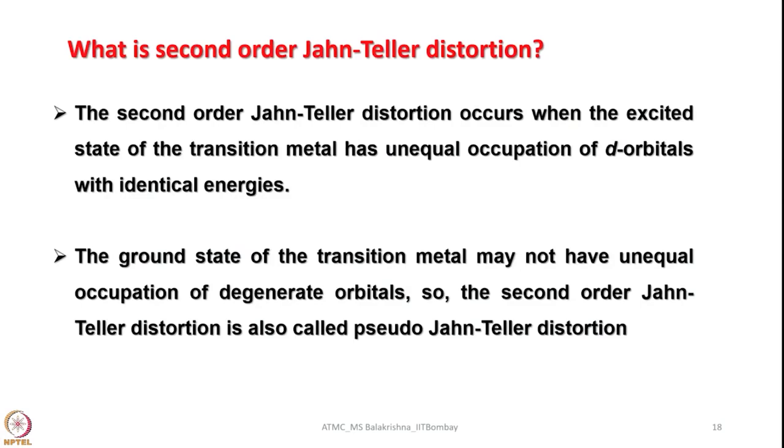So what is second order Jahn-Teller distortion? The second order Jahn-Teller distortion occurs when the excited state of the transition metal has unequal occupation of d orbitals with identical energies. That means when you excite an electron from the ground state to the excited state, and if the excited state has unequal occupation of d orbitals very similar to d4 and d9, then we can anticipate second order Jahn-Teller distortion.